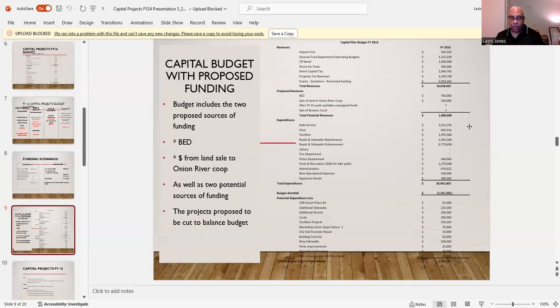Now, here's something else that you have to do too. Now you're going to think about that. Well, if I eliminate $1 million, or if I have $1 million in potential revenues, and I added to my total revenues of 18,638,662, well, that only gives me 19,638,662. Then, if my expenditures are the same at $20,965,863, guess what? I still have a budget shortfall. All right, that is true.